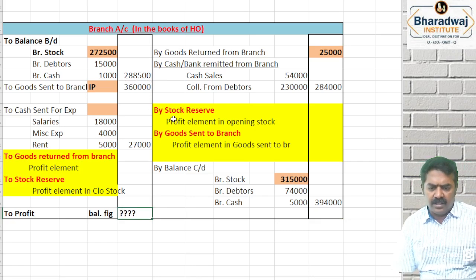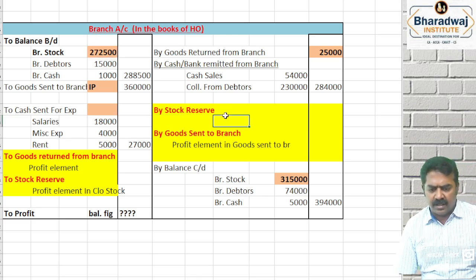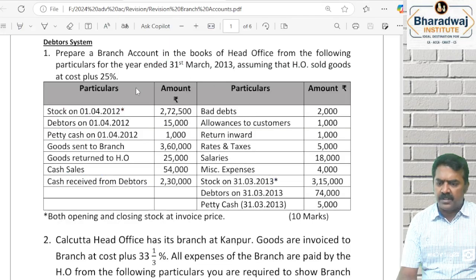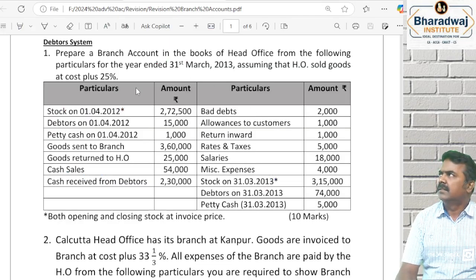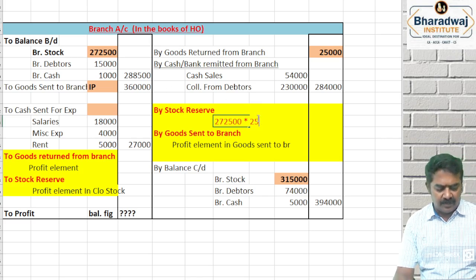Since the goods are sent at invoice price, we have to remove the loading. On the opening stock, how much? 2,72,500 into what is the profit margin given? 25% on cost. Into 25 by 125.